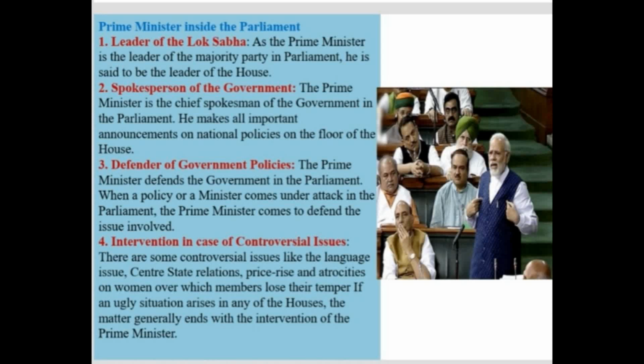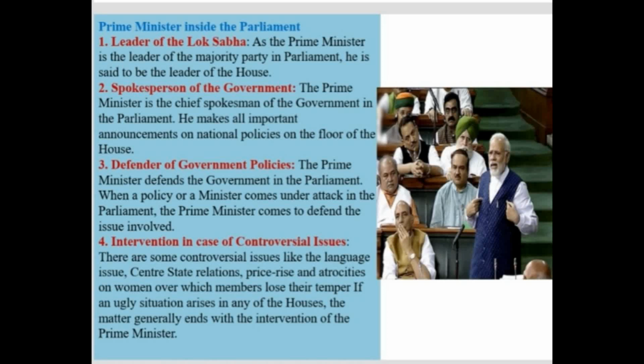What do you mean by defender of government policies? A policy will generally be made by the cabinet under the headship of the Prime Minister, and later they will be tabled in the parliament houses. So when the policies come for discussion in the form of bills in the House, and if there is criticism of the policies, and if the opposition tries to attack the features of the policy taken by the government, then it is the Prime Minister who generally takes the majority defense.